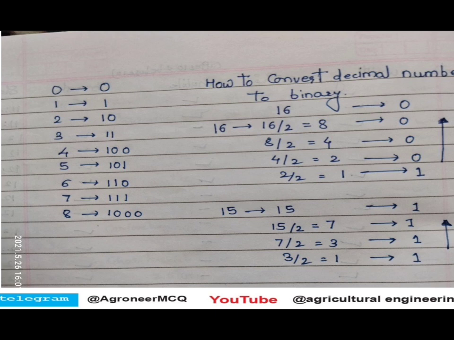15 divided by 2 is 7. Don't consider the remainder, just divide it. 15 by 2 is 7, which is an odd number, so write 1. 7 divided by 2 is 3, which is an odd number, write down 1. And 3 divided by 2 is 1, an odd number, so write down 1. Now 15 is represented by 1111.